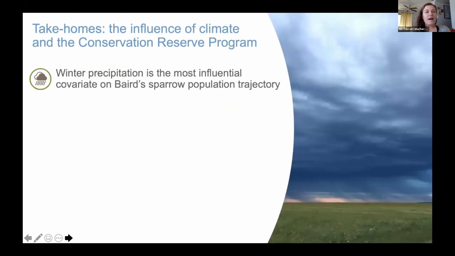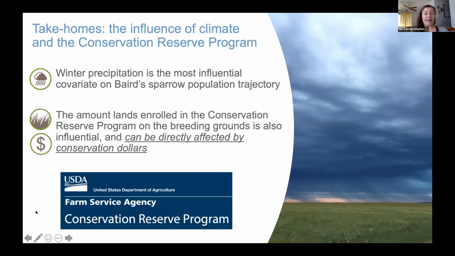Okay, awesome. Thanks, Adam. So just to go back to our take-home messages, this is certainly still preliminary, but the influence of both climate and the Conservation Reserve Program on the Baird sparrow population trajectory were really compelling. So winter precipitation is the most influential covariate on Baird sparrow population trajectory. And while Adam mentioned this before, it's not directly affected by management on the ground. It's good to know that winter precip and what's going on during the wintering season is important to this species going forward.